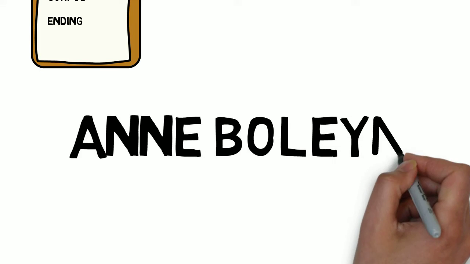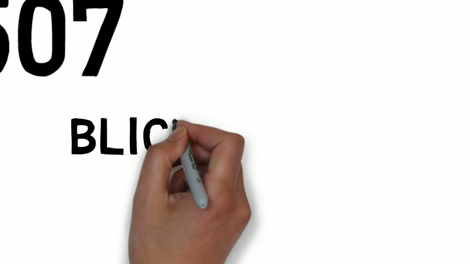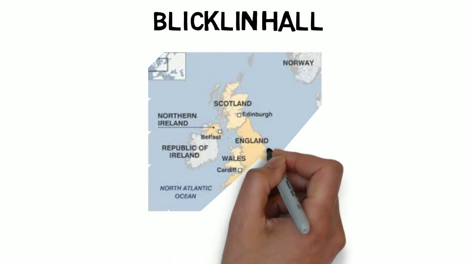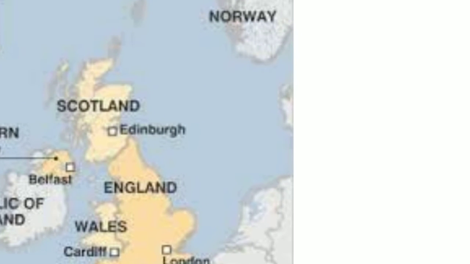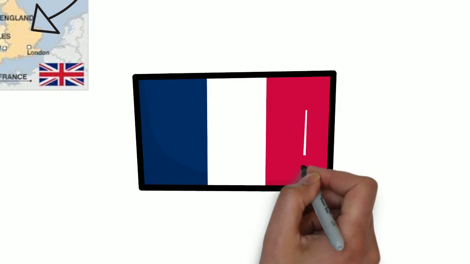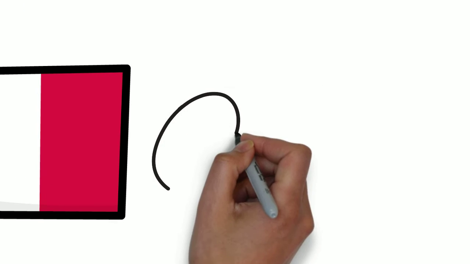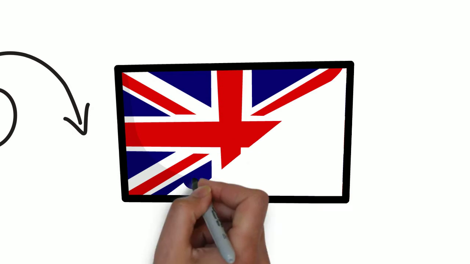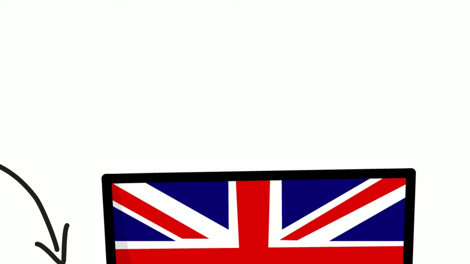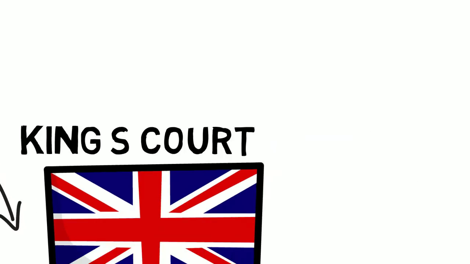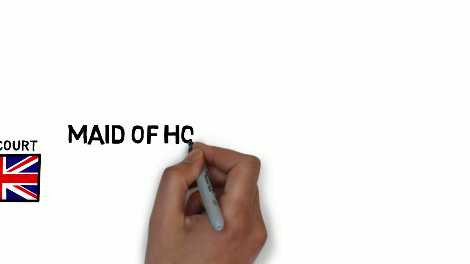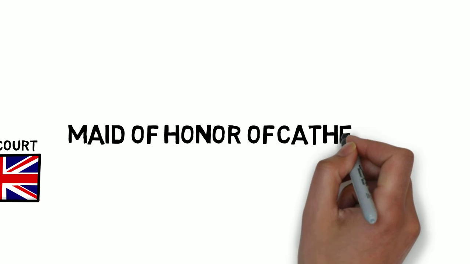First, Anne Boleyn was born in 1957 in Boleyn Hall in England, but let me see in what part. I think that it was right over there. She passed her childhood in France, but soon after she returned to England again and established her home in the King's Court. She also became maid of honor of Catherine of Aragon, who was the Queen Consort.